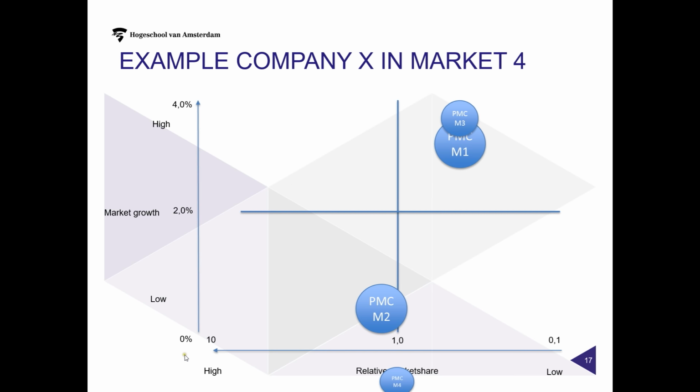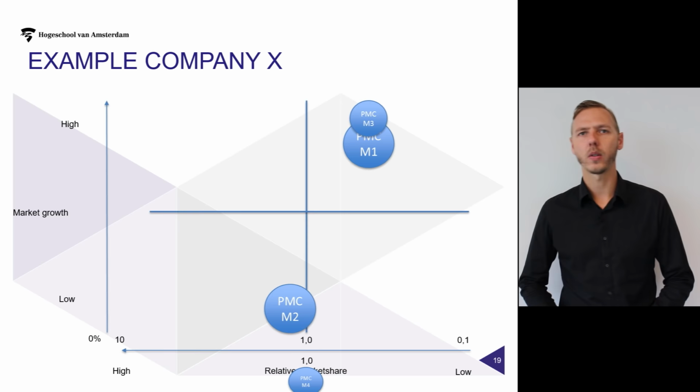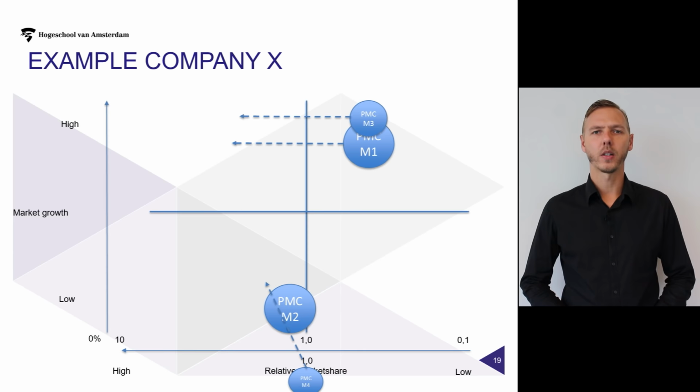So as you can see, these are your product market combinations, and what is the desired movement of these? We could say that market 1 and market 3 should go to the left, and let's hope that market number 4 goes up, because that's the desired way our product market combination should go. And we do so by investing with the money we have from product market combination 2.